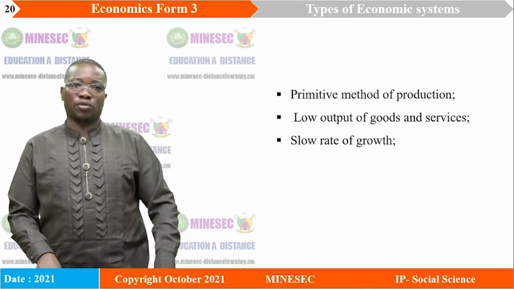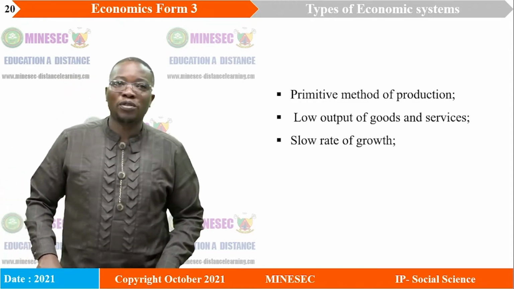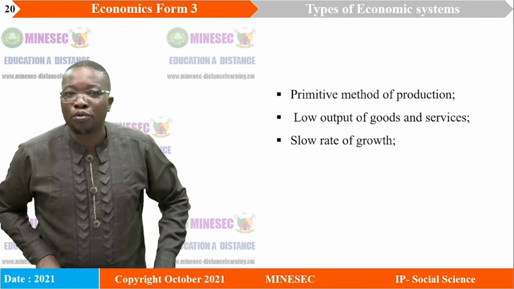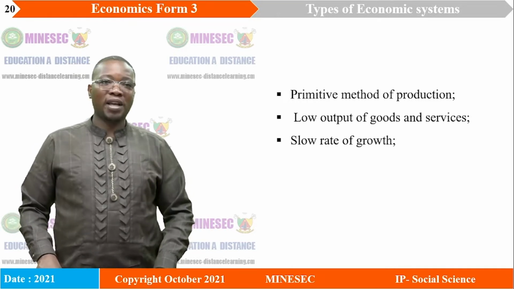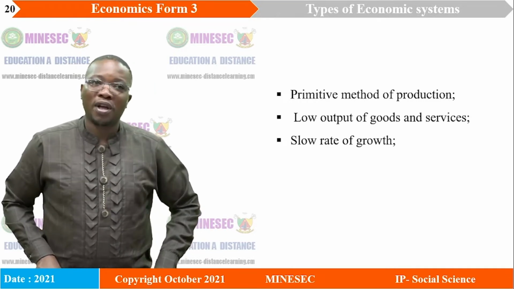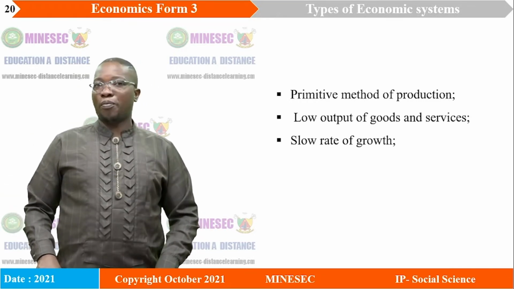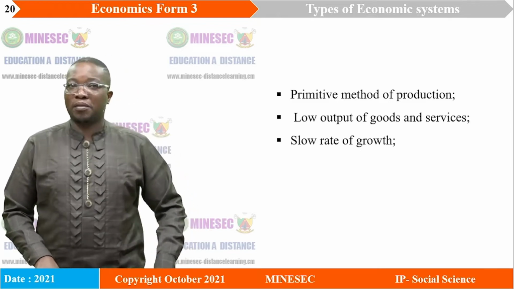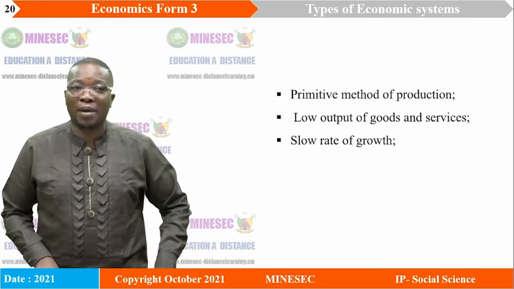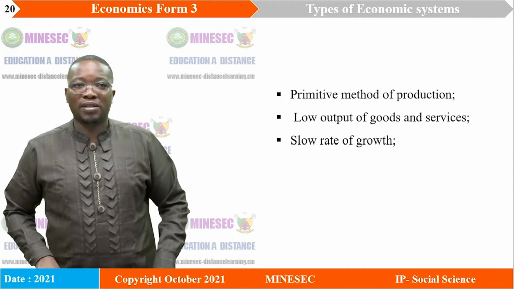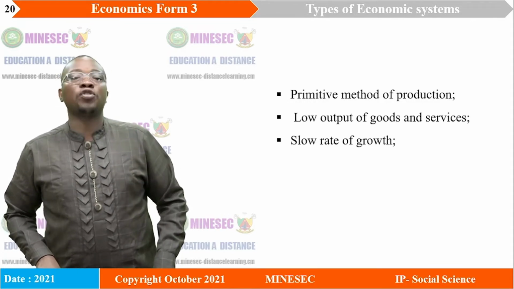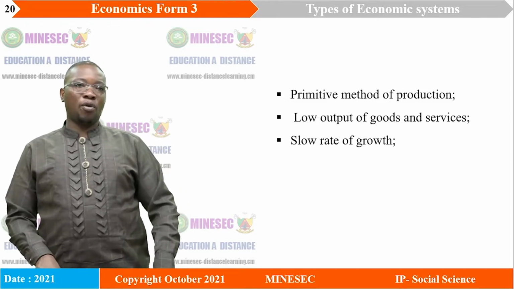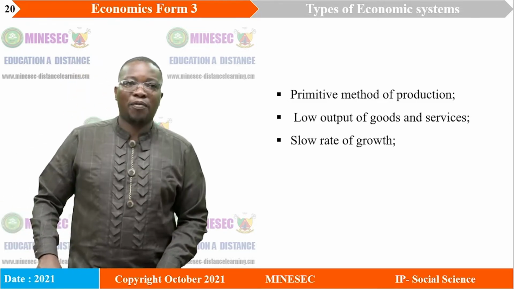And also, a low output of goods and services is produced. When we use some of these rudimentary tools, we cannot produce in large quantities. So this point supports the point that primitive or rudimentary tools are being used in this type of economic system. And we are also going to observe a slow rate of growth in this type of economic system.